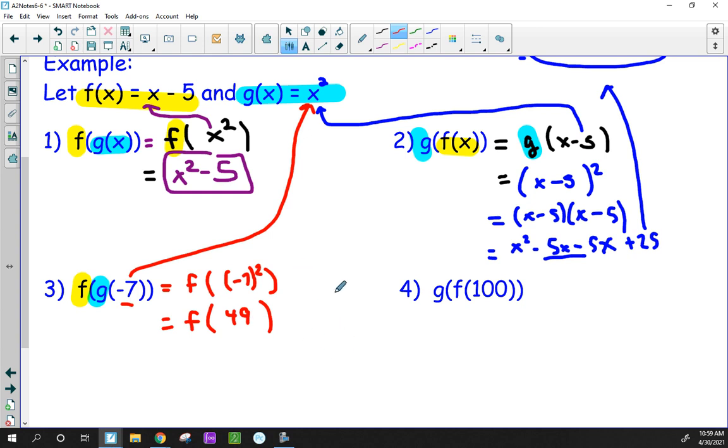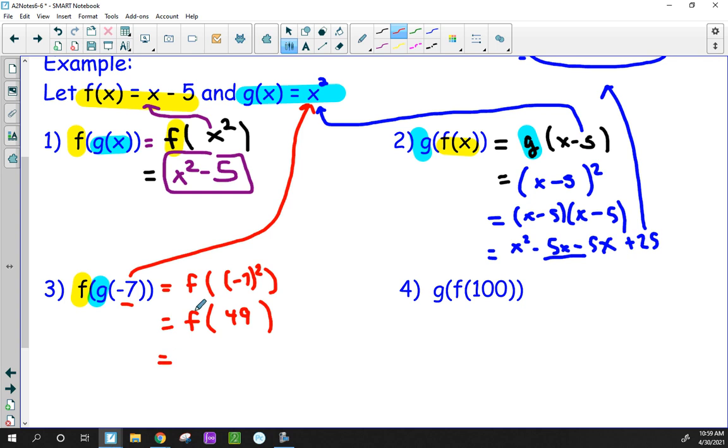So recap on question 3 one more time. This says find f of g of negative 7. You copy down your first letter. You go to your g function, the inside rule. The inside rule is g of x squared. Instead of writing x squared, you put negative 7 in place of x. You actually square negative 7. You get 49.